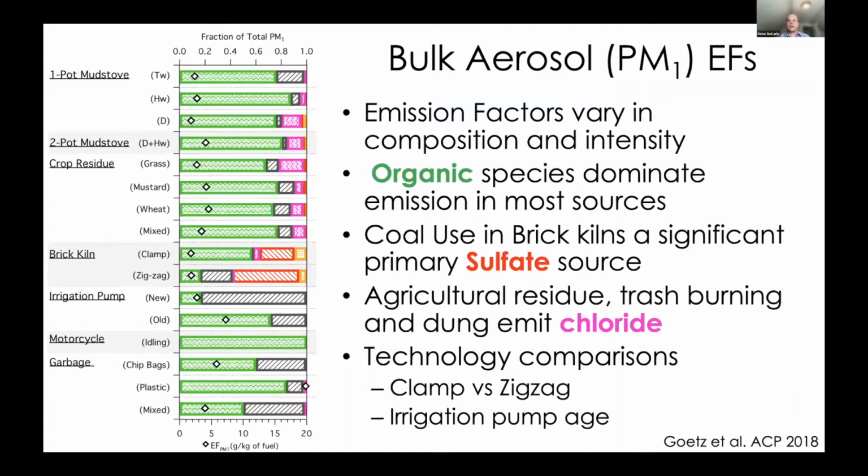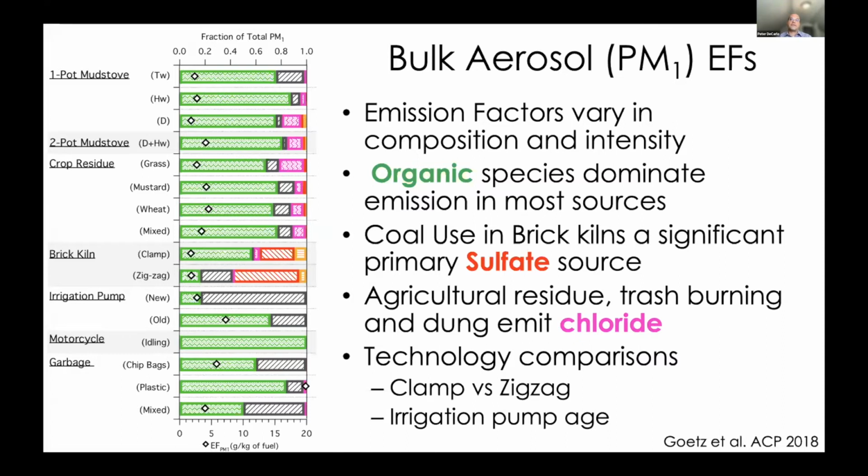We've looked at things like cook stoves or mud stoves with twig, hardwood, or dung used as the primary fuel for cooking. We've looked at crop residue burning, which again happens often in the wintertime, and what the chemical composition looks like from that. Brick kilns, irrigation pumps, motorcycles, garbage burning.